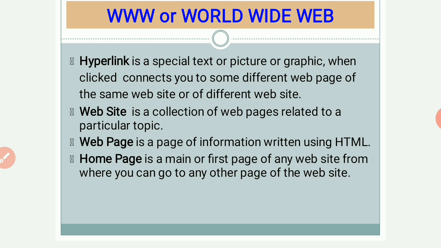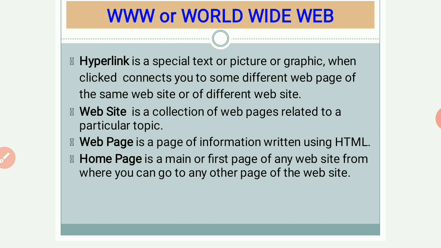Website: it is a collection of web pages related to a particular topic. Say, for example, the SBI website. The SBI website will contain all the pages that are related to State Bank of India, that is, banking. In the same way, the LIC website will have all the web pages that are related to Life Insurance Corporation.